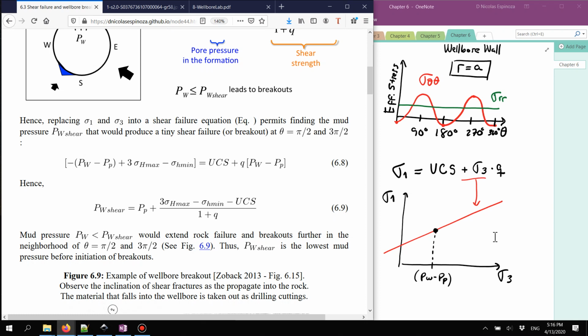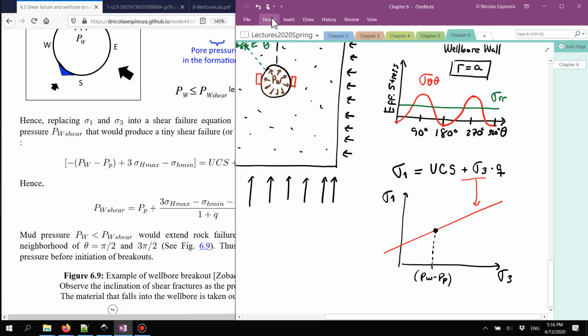Let's say that instead of being right now at failure, we are at a given position like here. If I increase the wellbore pressure, I'm going to move in this direction, further away from the shear failure. If I were to decrease Pw, and assuming also that pore pressure is going to remain constant, I'm going to move this way, closer to the shear failure.